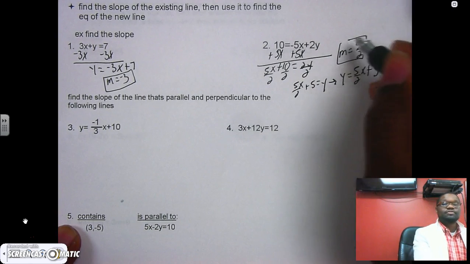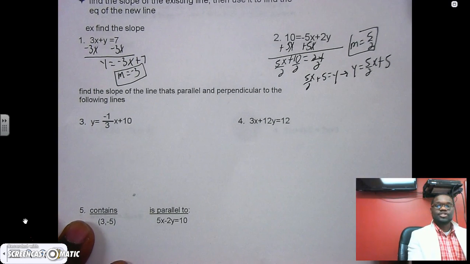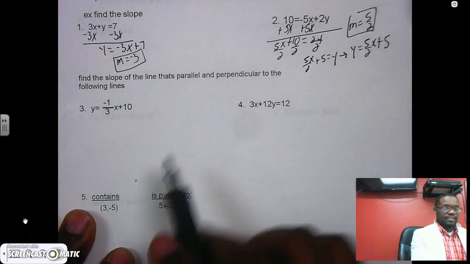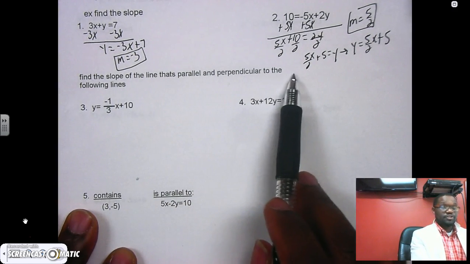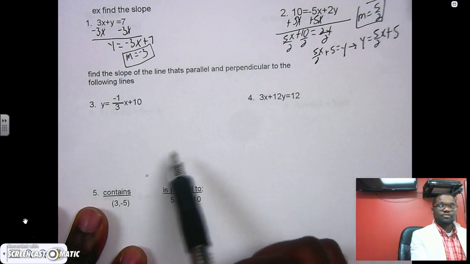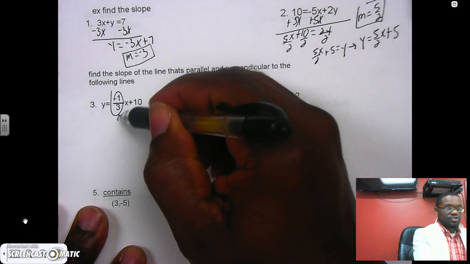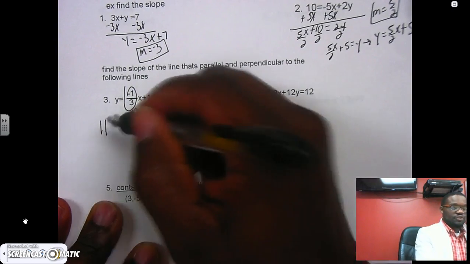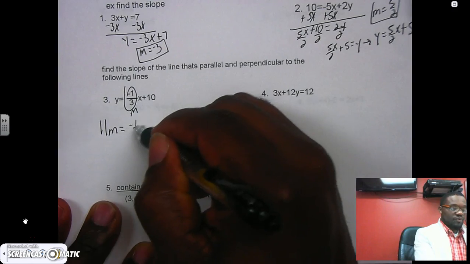Alright, so we need to be able to find the slope. That's a big chunk of what we're going to do today. Now let's use that in terms of parallel and perpendicular. That's old, and now here's a new idea. Find the slope of the line that's parallel and perpendicular to the following lines. This equation right here is already in the form where it can tell me that the slope of this line is -1/3. This right here is the universal symbol for parallel. The parallel slope is -1/3.